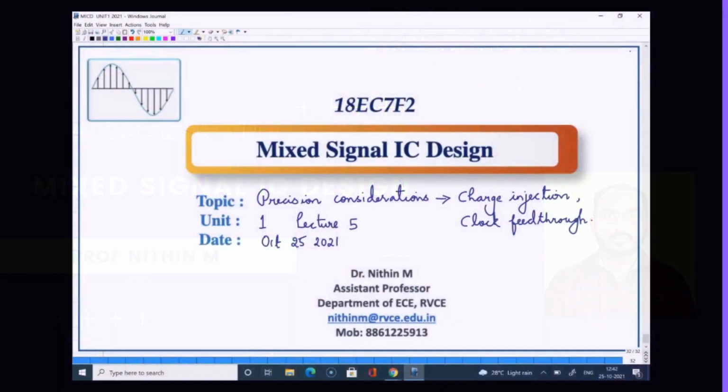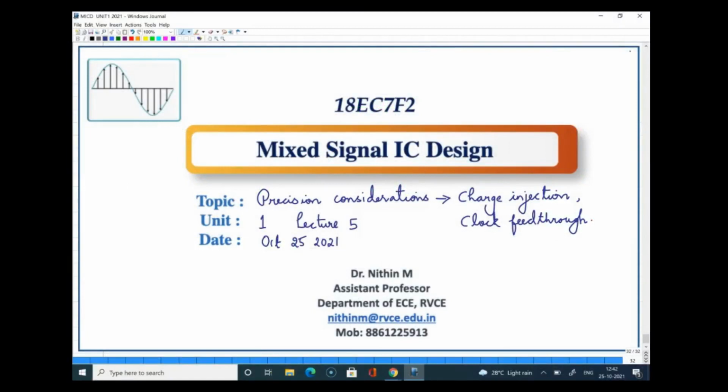Welcome to the fifth lecture of mixed signal IC design. In this class, we'll continue with the precision considerations of a sampling circuit. In the previous class, we looked at one mechanism which was introducing some error to the sampled value in the hold capacitor. We'll continue our discussion by looking at the second mechanism, which is called clock feed-through, capacitive feed-through.